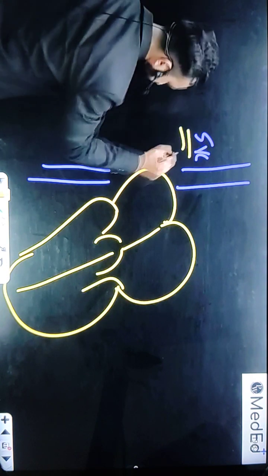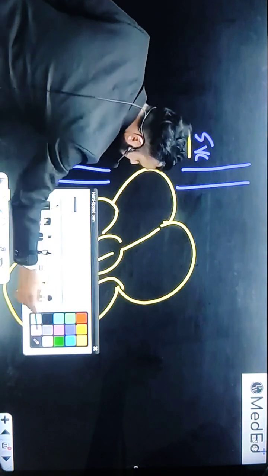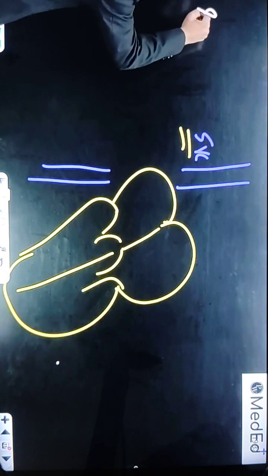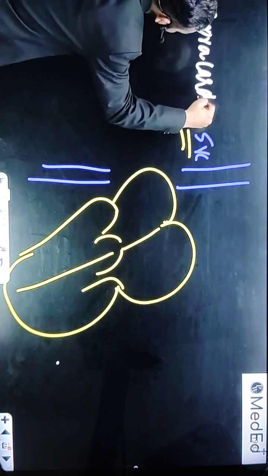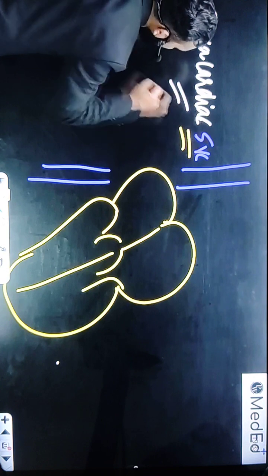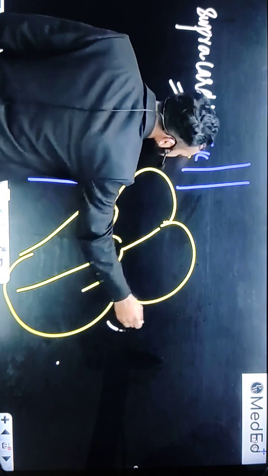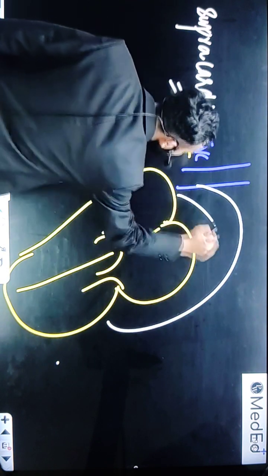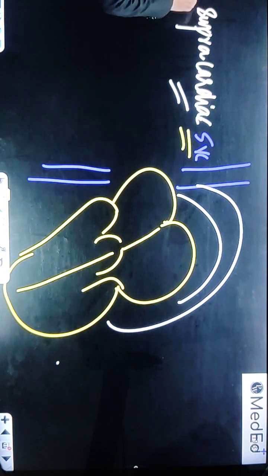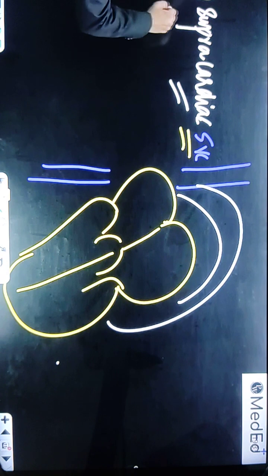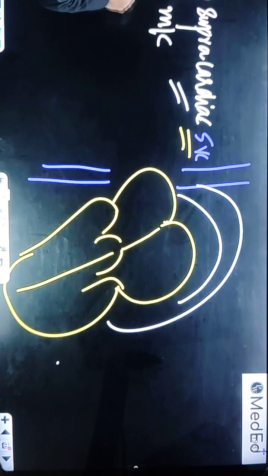So when your common vertical vein is draining into the SVC, it is known as the supracardiac type. When all the pulmonary veins join to form a single vein and drain into the SVC, it is known as type 1 or supracardiac type, and this is the most common type.